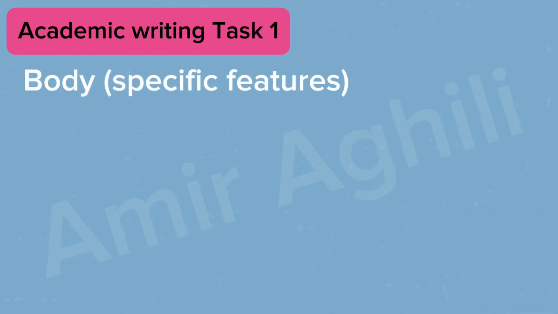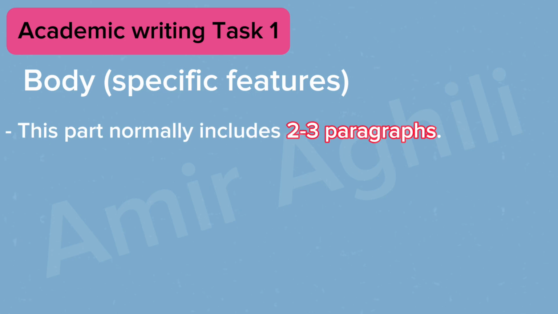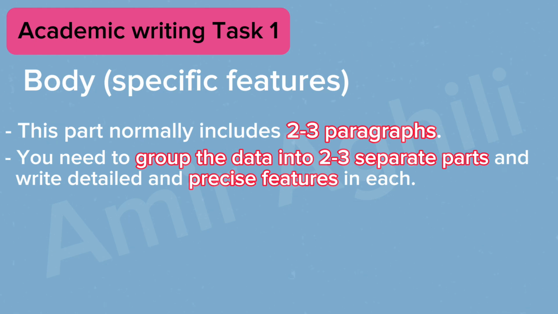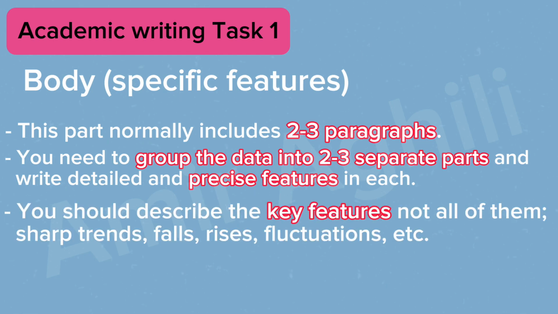Now, let's move forward and explore body paragraphs. This part normally includes 2 to 3 paragraphs. You need to group the data into 2 to 3 separate parts and write detailed and precise features on each. You should describe the key features, not all of them. Sharp trends, falls, rises, fluctuations, etc.